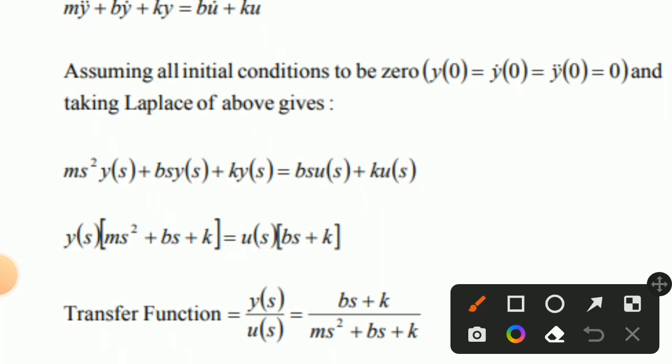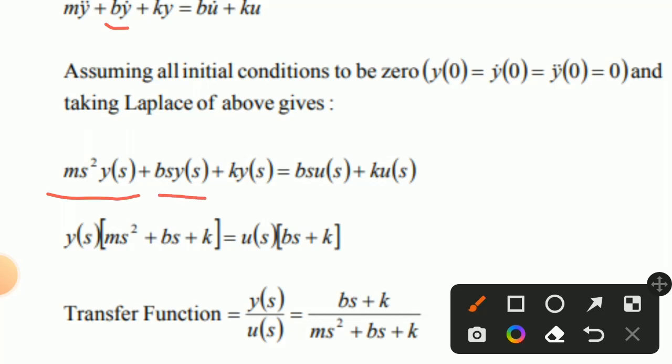So m into y double dot means m into s square y of s. If a double dot is shown, meaning a double derivative, then we have to multiply by s square: m into s square y of s. Now in the second term, b into y dot, only one derivative is there, that's why it is multiplied by only s, that is b into s y of s.